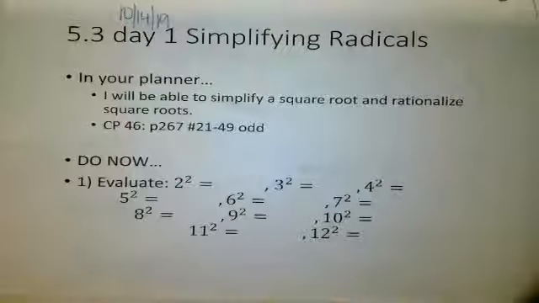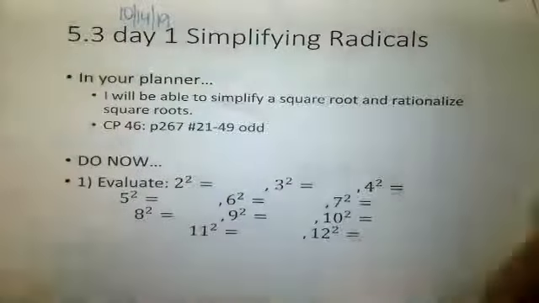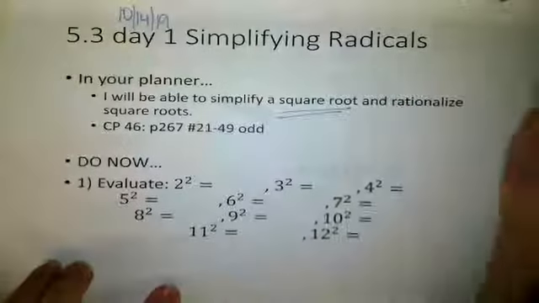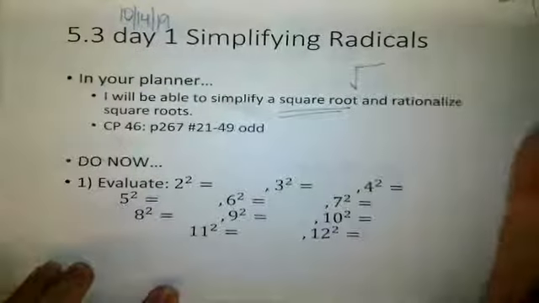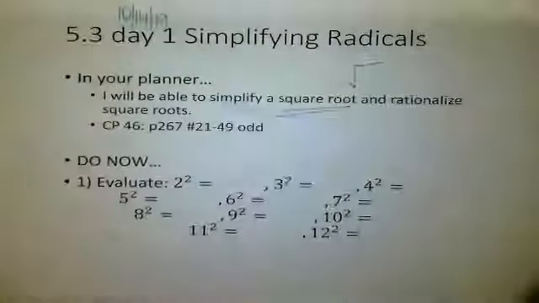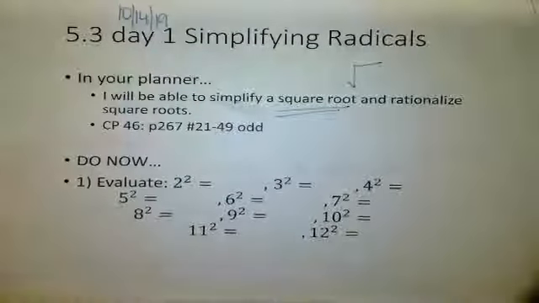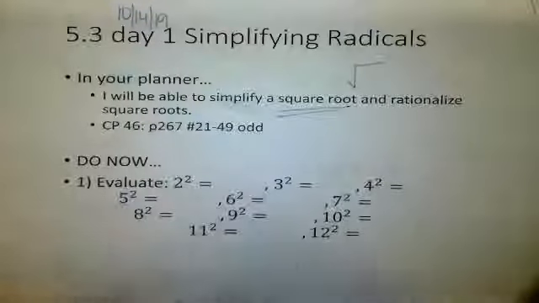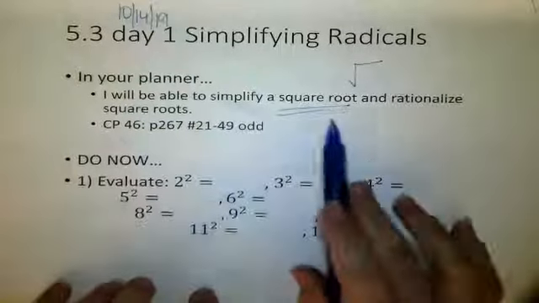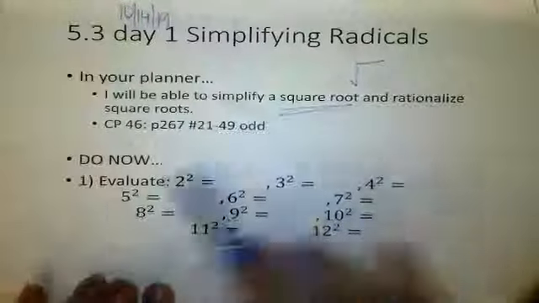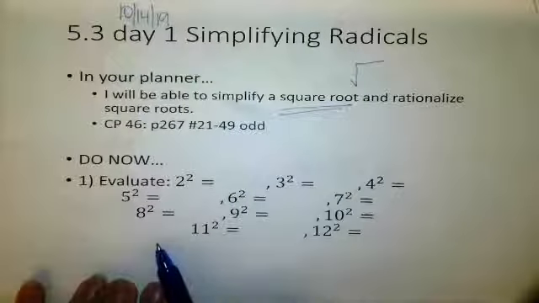Today we are simplifying radicals. Radicals are also known as square roots, and that is the square root or radical symbol. You can say radical, you can say square root, they mean the same thing. The way that we simplify square roots is to know our perfect squares.